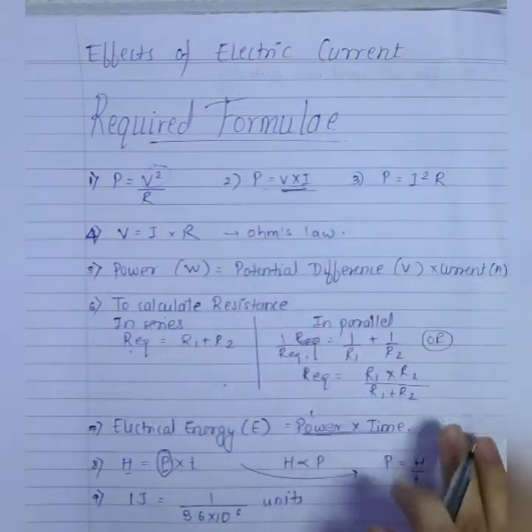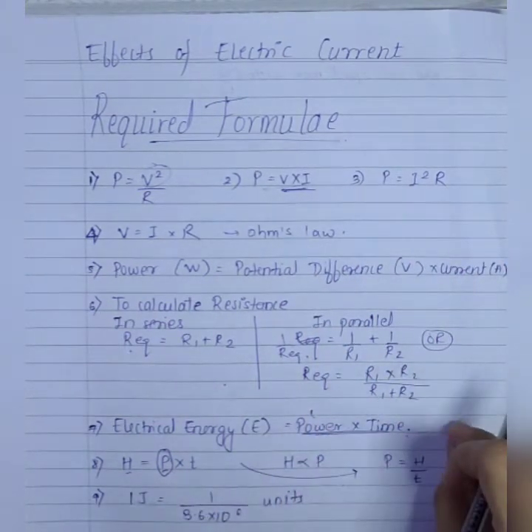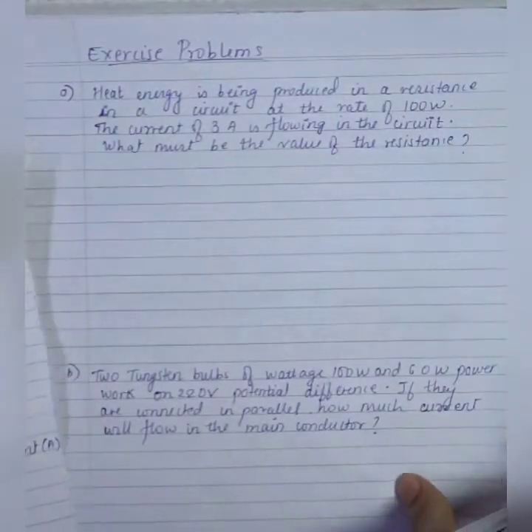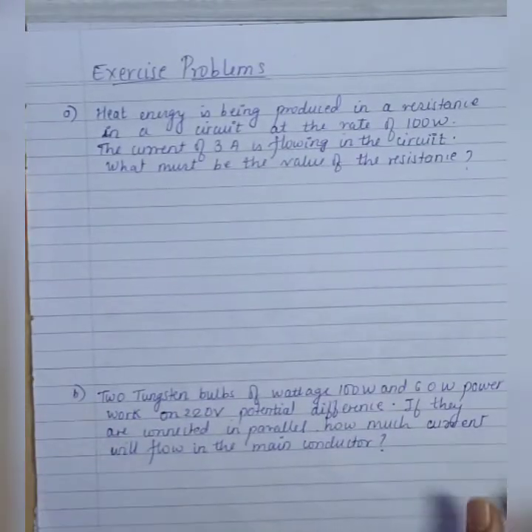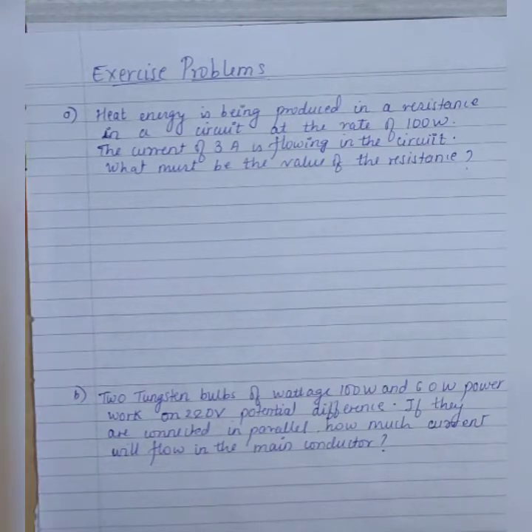In the last video, I've already explained these formulas in detail and where to use which formula. Now we'll start solving the exercise problems. The first problem in your exercise says: heat energy is being produced in a resistance in a circuit at a rate of 100 watt. The current of 3 ampere is flowing in the circuit. What must be the value of resistance?